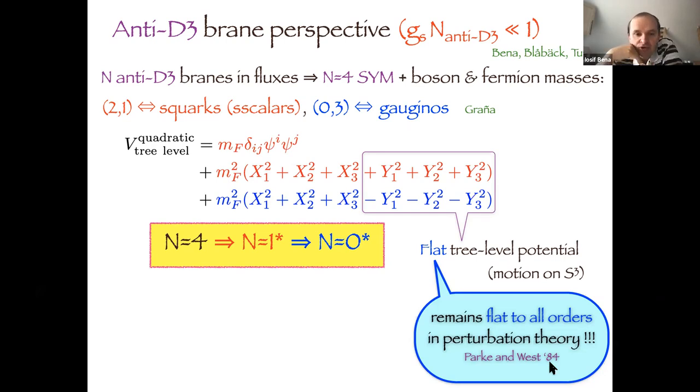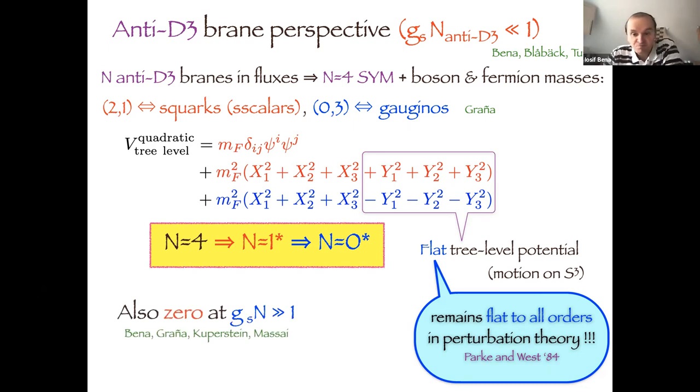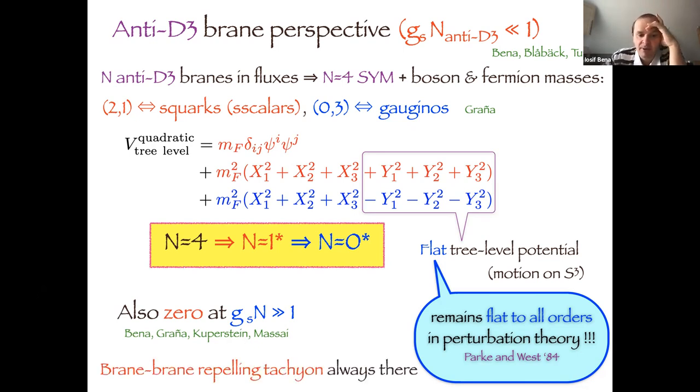So basically what you can show is that anti-D-branes have this flat direction, and you can find this flat direction all the way from g_s N much, much smaller than one, at tree level, one loop, two loops, three loops, all loops. And then you can also find it non-perturbatively at g_s N much, much bigger than one, using the full backreacted string theory. So this implies that this flat direction is always there, and therefore you can show that this brane-brane repelling tachyon is always there.